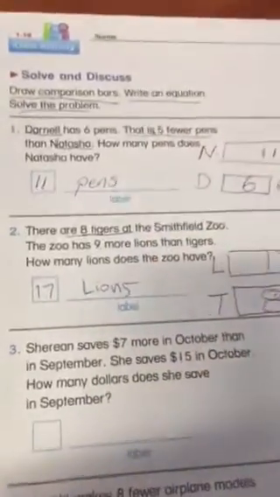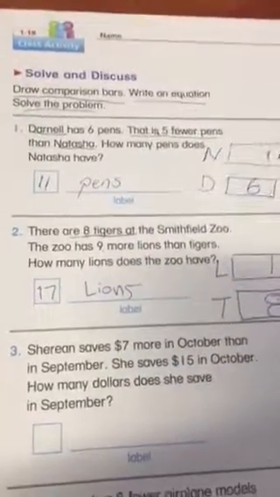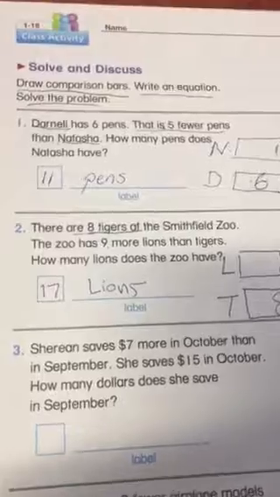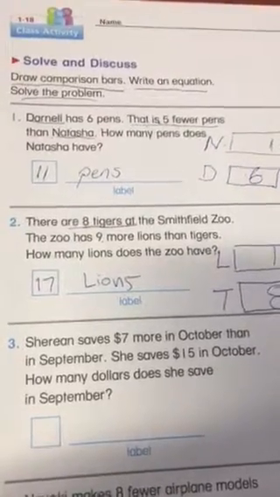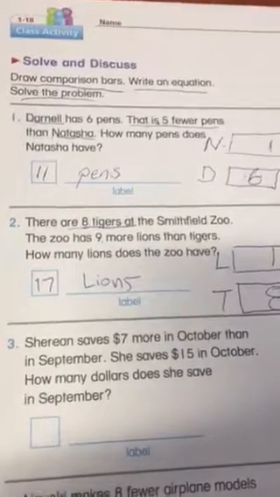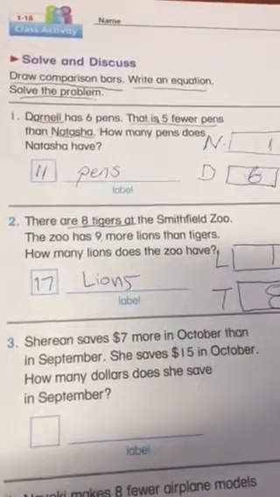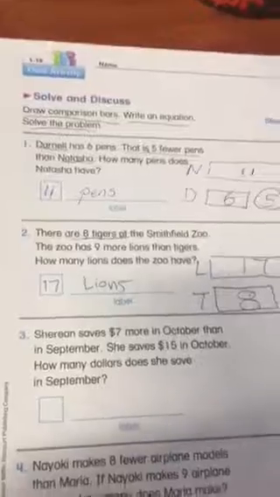And I always like to go back and just reread the problem to see if it makes sense. Darnell has 6 pens. That's 5 fewer pens than Natasha. How many pens does Natasha have? 11. That makes sense to me because Natasha, we already talked about, had more.